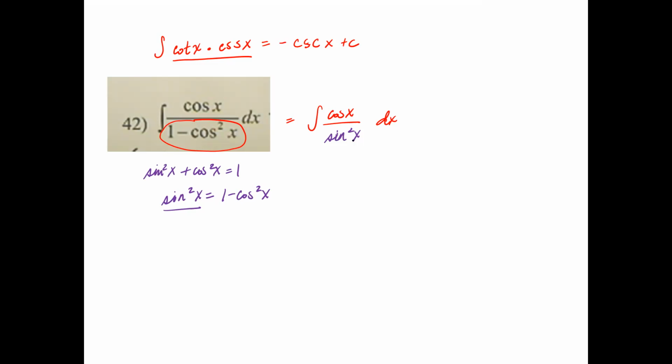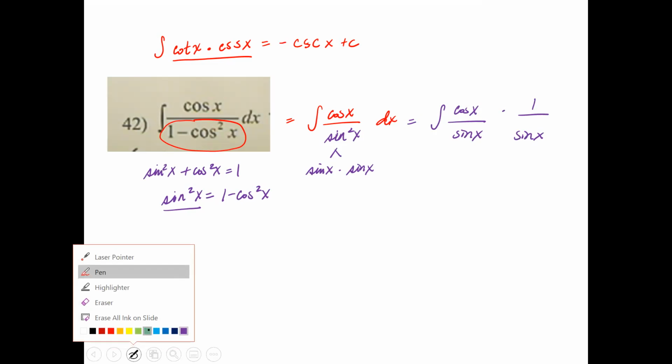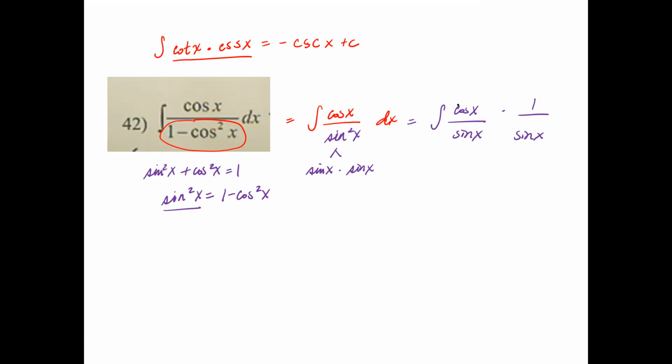Another strategy we talked about last semester with derivatives is that if you have sine squared x, you can break it down into sine x times sine x. So I will write this as cosine x over sine x times 1 over sine x. We haven't done anything illegal; everything is just a different way of writing trig. Cosine x over sine x is cotangent x, and another way of writing 1 over sine x is cosecant x.